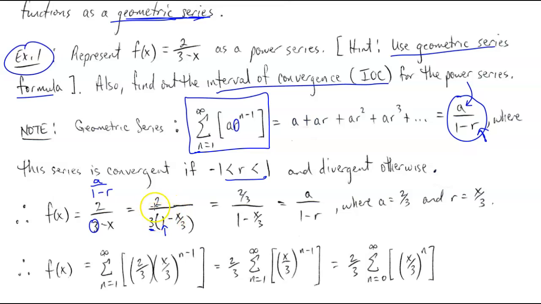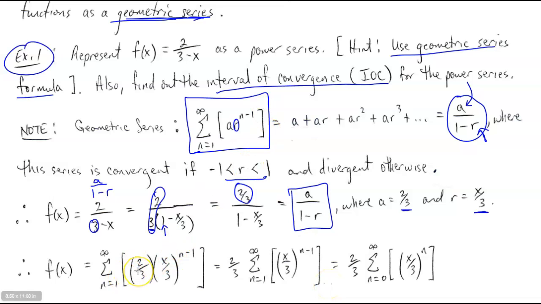And then what I see is I could rewrite this as 2/3 in the numerator. Then I'll have 2/3 divided by 1 minus x divided by 3. And this fits the profile of a divided by 1 minus r, where a is 2/3 and r is x divided by 3, or 1/3 x.